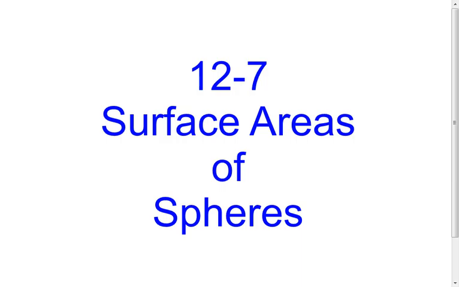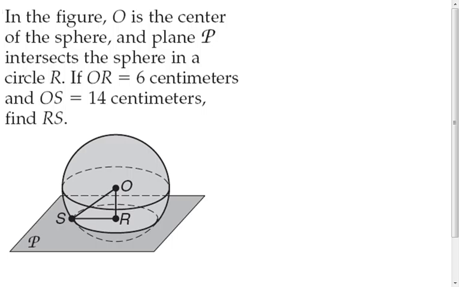In this video I'm going to look at 4 examples dealing with spheres. The first one, I have a sphere, as you can see, and it's cut by a plane, plane P, and that plane creates a circle inside of my sphere right here. It tells you that O is the center of the sphere, and plane P is intersecting the sphere like I talked about in circle R.